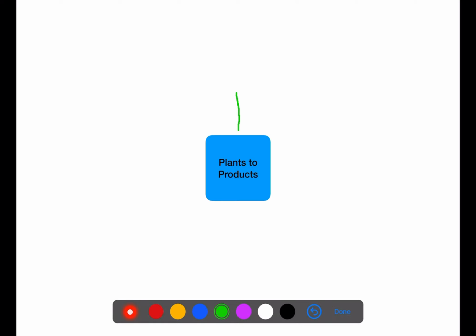Today we're going to look at the topic of plants to products. Let's first look at something that we have covered previously, which is carbohydrates. Carbohydrates contain carbon, hydrogen and oxygen. We can use carbohydrates as food. We can get sugars, but we can also get starches. So we can have food such as fruits, but we can also have food such as bread and pasta.